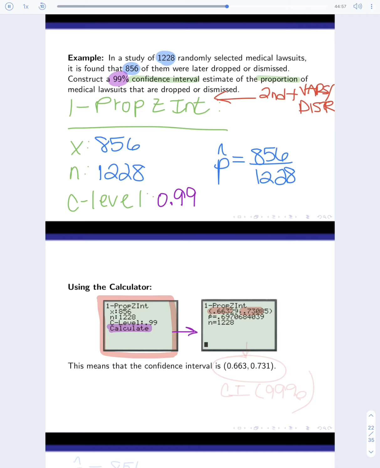And so if we round it appropriately, we will get the following confidence interval, and that is your 99% confidence interval using your calculator. Again, this is just one way to do this. You can also do this by hand. Now let's look at making the same exact confidence interval by hand.